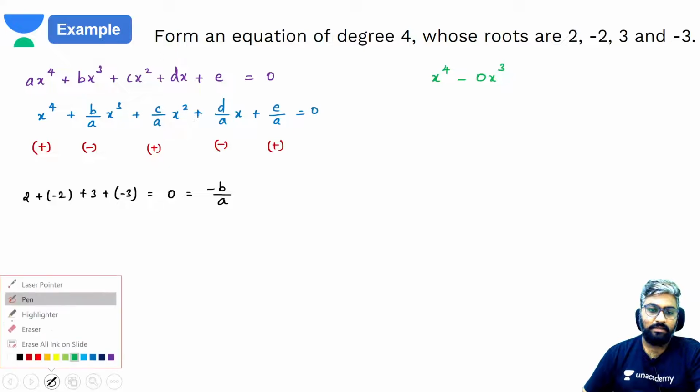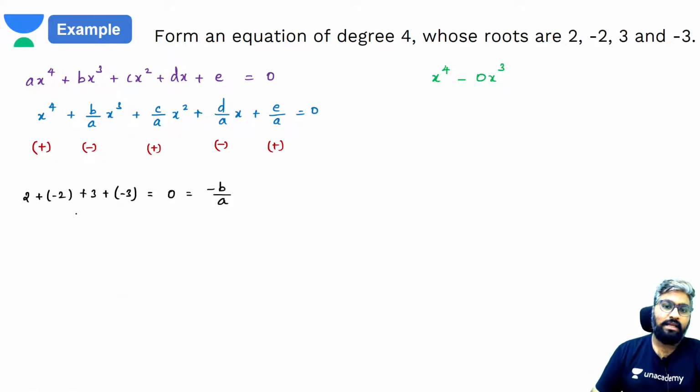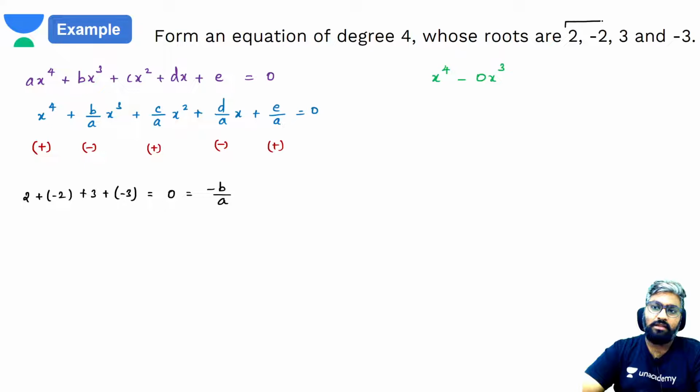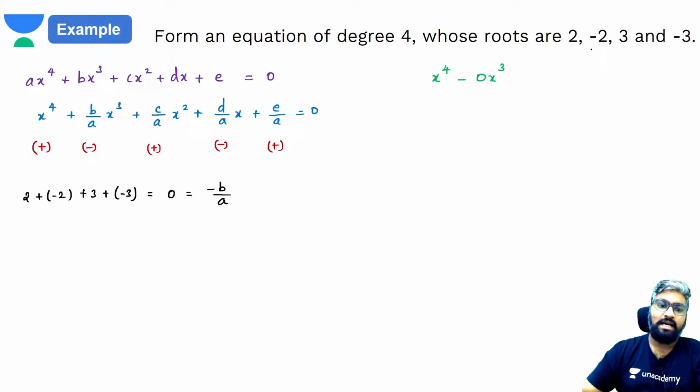Yes. Next, what will be the next part? Taking 2 at a time, taking two terms at a time. So start with 2, sorry, first let's start with 2. So 2 into minus 2 plus 2 into 3 plus 2 into minus 3.